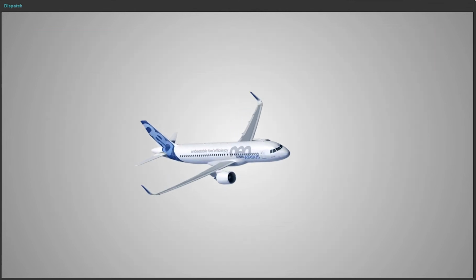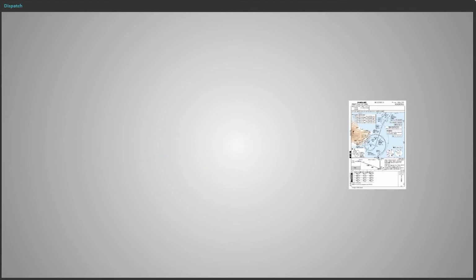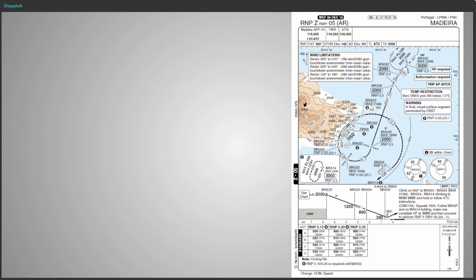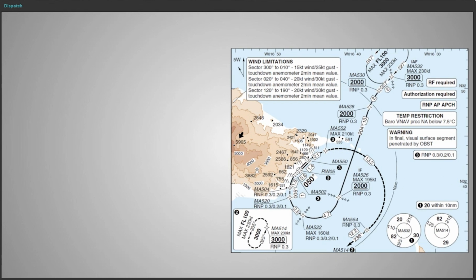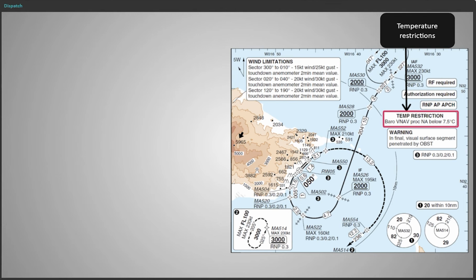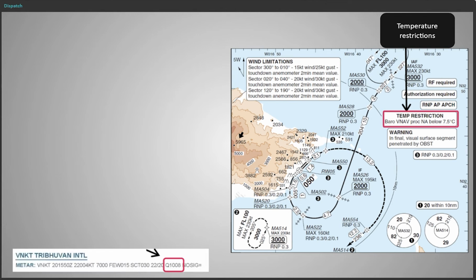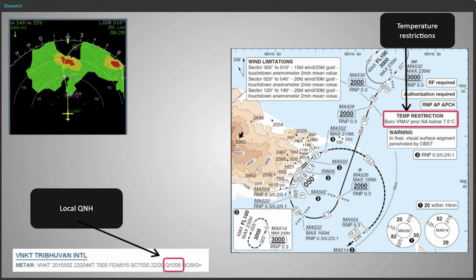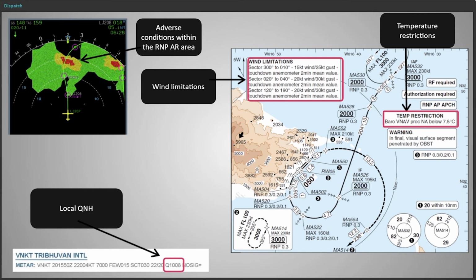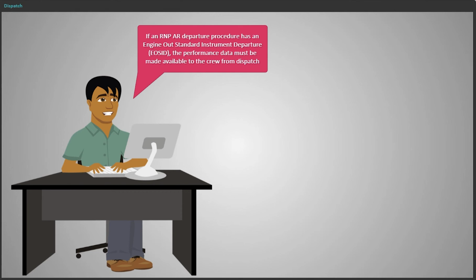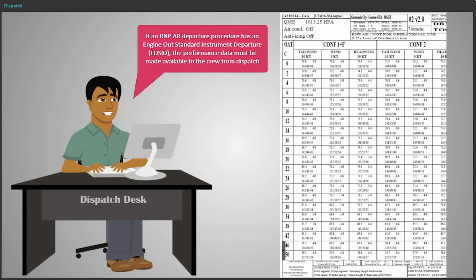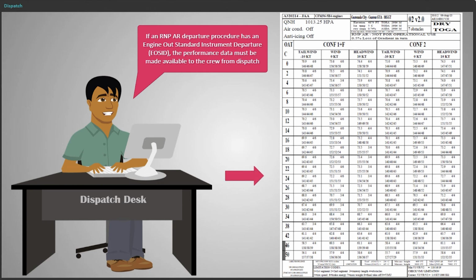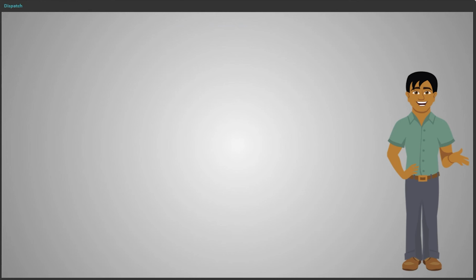The flight preparation shall include the following requirements for RNP AR procedures. Verify that the OAT at the expected time of arrival is above the minimum published temperature for RNP AR approach at destination or alternate if applicable. Verify that local QNH is available for RNP AR approach at destination and alternate. Check for significant weather and wind conditions along RNP AR trajectories. If an RNP AR departure procedure has an engine out standard instrument departure, EOSID, the performance data must be made available to the crew from dispatch.